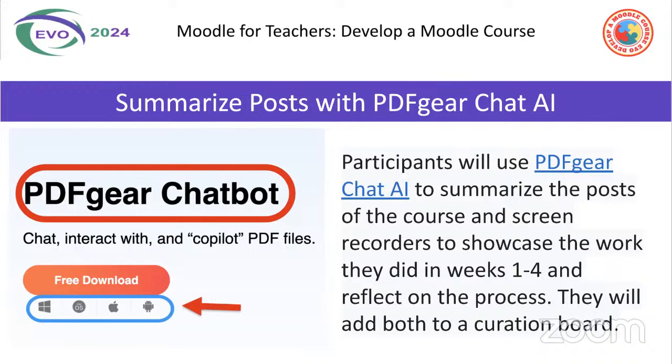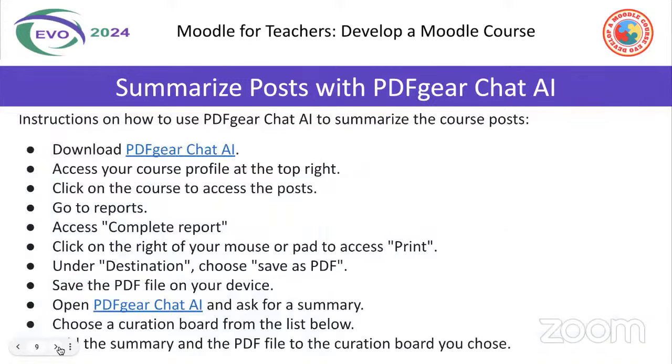You will add both the PDF file and your reflection, as well as the next activity, to your chosen curation board. Now, make sure that your curation board allows you to upload files. I would go with Padlet, because with Padlet, you can also download the whole thing and save it on your computer. So it'll stay with you. Because Padlet, the free version of Padlet, is only for 3 walls.